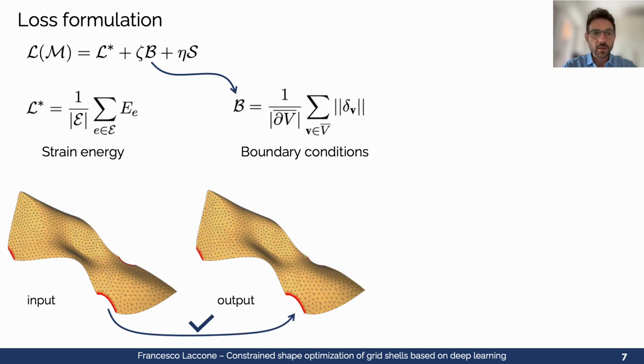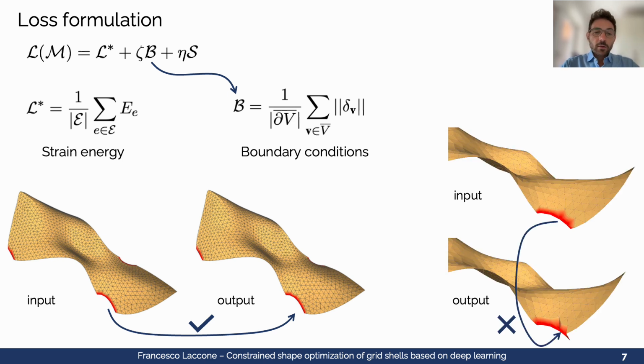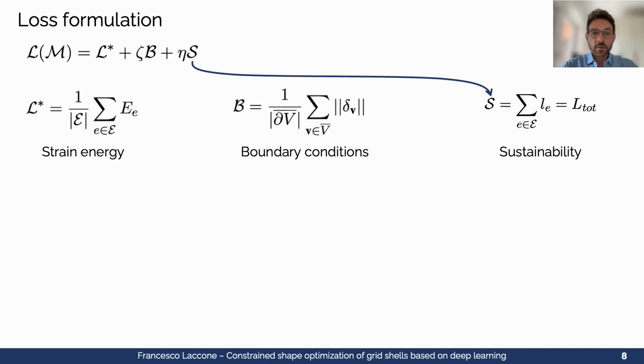To preserve the fairness of the boundaries, we include a second term, which is a penalty function that ensures that the displacement at the fixed degrees of freedom are small during the learning, and thus we can avoid the formation of wrinkles around the boundaries.